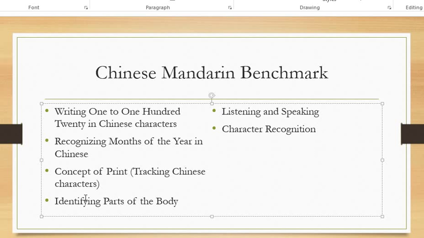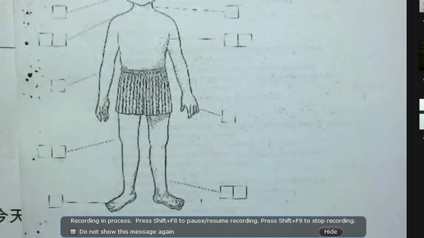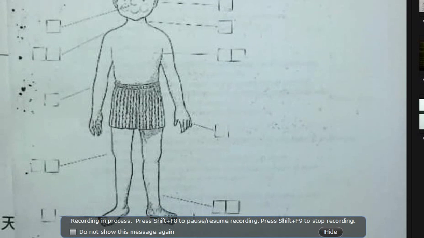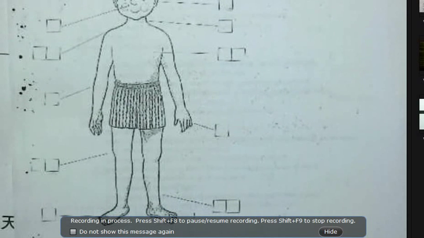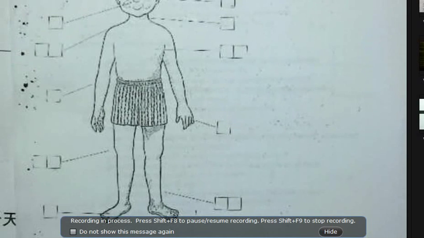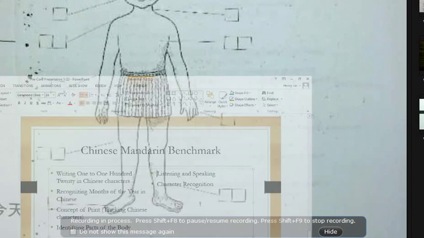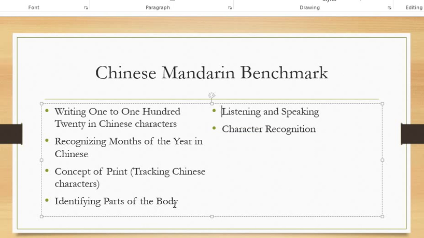The fourth one's identifying parts of the body. In kindergarten, most of them show me that they know the features of the face. Some knew more parts of the body, but basically I go over the parts with songs and chants, and most of them are doing really good. This is what the parts of the body they're looking at. I point to one part, or I move one part of the body, and they tell me what they are. So different identifying parts of the body. All this was spoken in Mandarin.